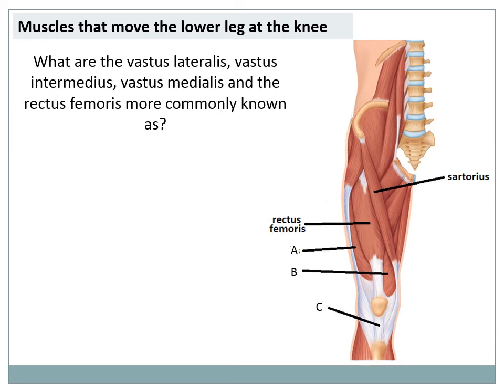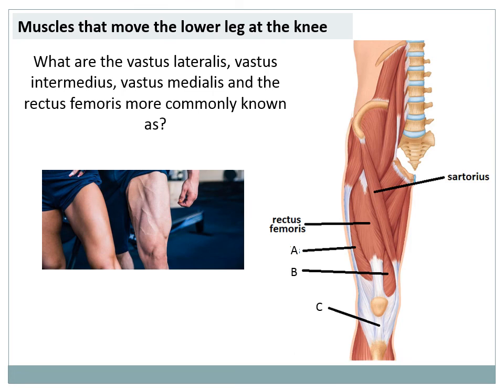All right, so the vastus lateralis, vastus intermedius, vastus medialis, and the rectus femoris are all on your thigh. They're on your upper thigh. What do we typically call the muscles that are on your upper thigh? Yeah, they're your quads, your quadriceps.